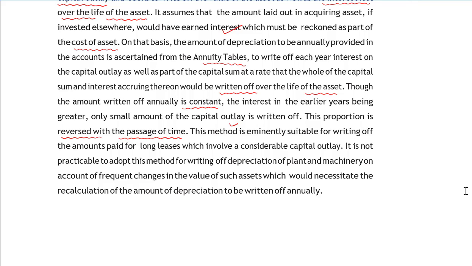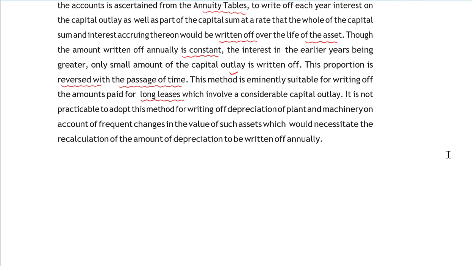This method is eminently suitable for writing off the amounts paid for long leases which involve a considerable capital outlay. It is not practicable to adopt this method for writing off depreciation for plant and machinery on account of frequent changes in the value of such assets, which would necessitate the recalculation of the amount of depreciation to be written off annually. I believe you understood till here.